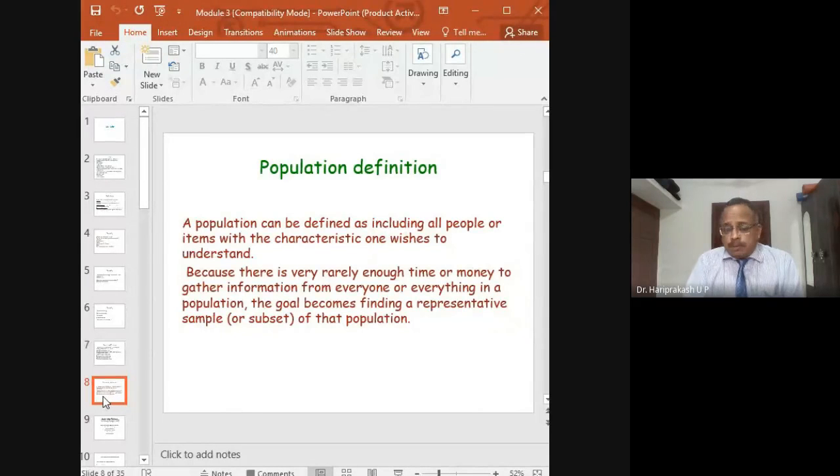Population definition. Though we have discussed what a population is, if you see the definition, a population can be defined as including all the people or items with the characteristic one wishes to understand. So what you want to understand, what you want to study, and all those people who have that characteristic become your population.